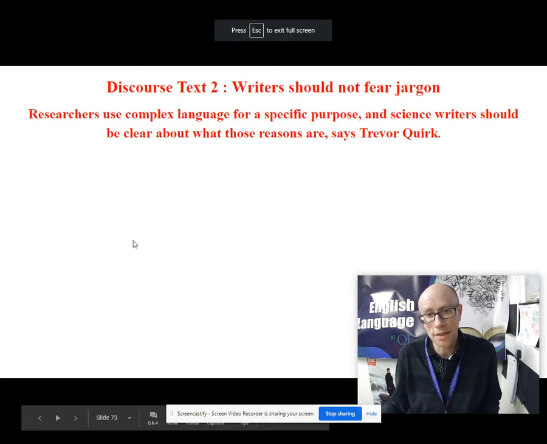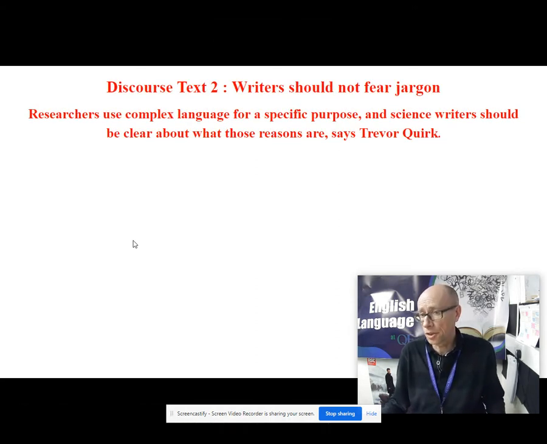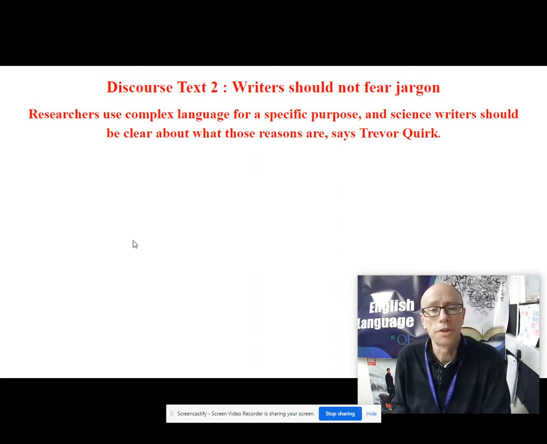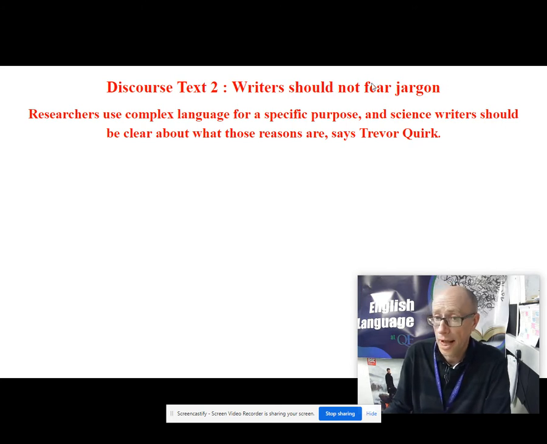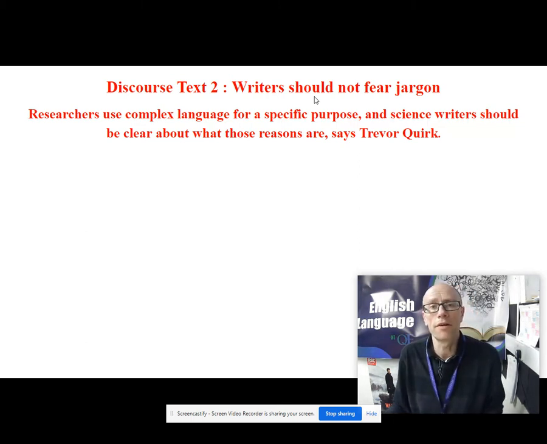Okay, text number 2. Writers should not fear jargon. Researchers use complex language for a specific purpose, and science writers should be clear about what those reasons are, says Trevor Quirk. Okay, so here we've got quite a strident, strong headline that's being used, not least because we've got a deontic modal auxiliary verb, should. So we see a very clear viewpoint coming through here.